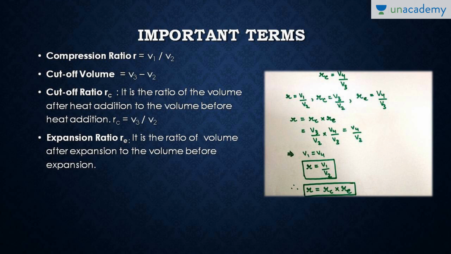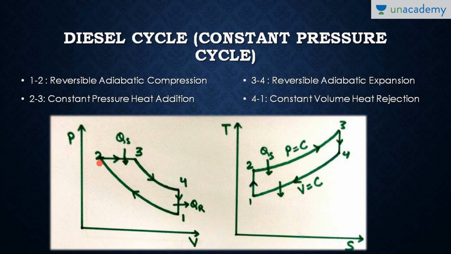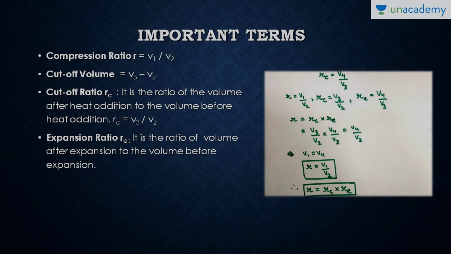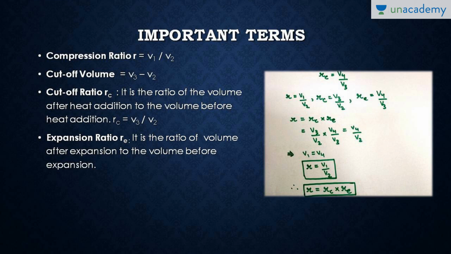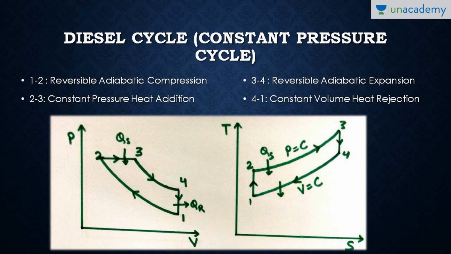Now, there are some important terms. Compression ratio, I have already discussed with you. Compression ratio is V1 by V2, which is Vs plus Vc upon Vc. Similarly, there is one more term, cutoff volume. Cutoff volume and cutoff ratio are totally different terms. Cutoff volume is V3 minus V2. It is not V3 by V2.